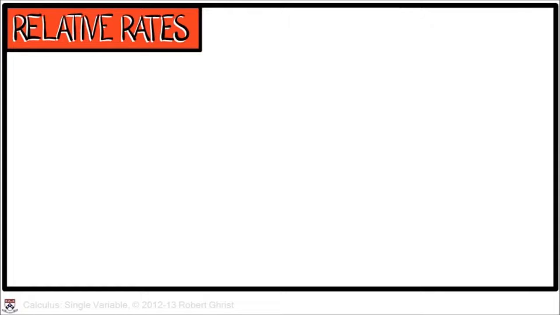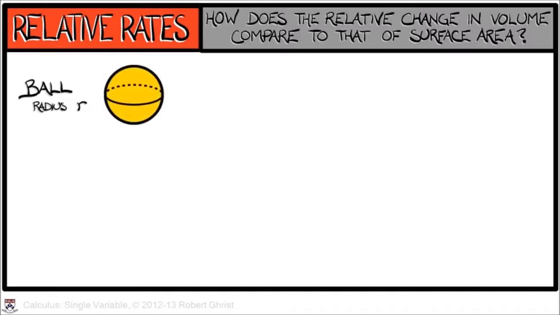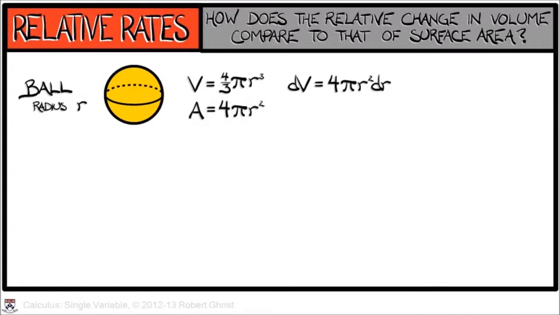Let's look at an example from geometry. How does the relative change in volume relate to that of surface area? In the specific case of a solid ball of radius r, how do the volume and the areas compare? Well, the volume is 4/3 pi r cubed. When we differentiate that, we get dV equals 4 pi r squared dr. Now, for surface area, that function is 4 pi r squared. Differentiating that gives dA equals 8 pi r dr.